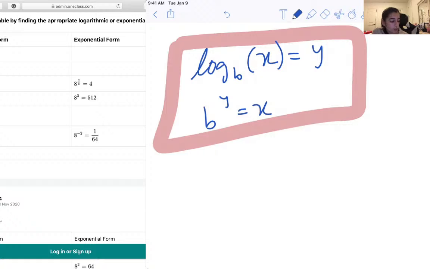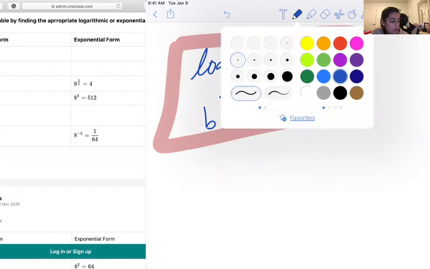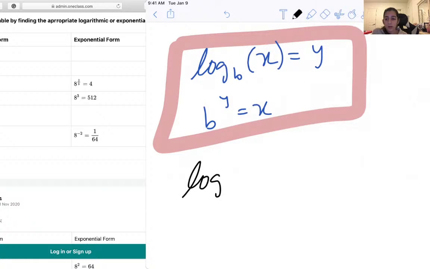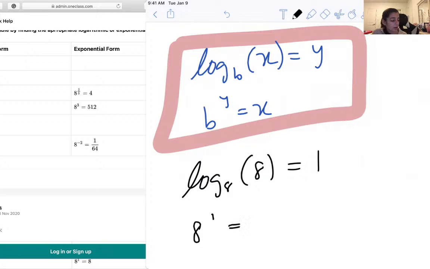So for our first one, we have log 8 times 8 is equals to 1. So the exponential form of this would be, we take the base 8, then to the power of y, which is 1, and then our x value, which is 8, and that's our exponential form.